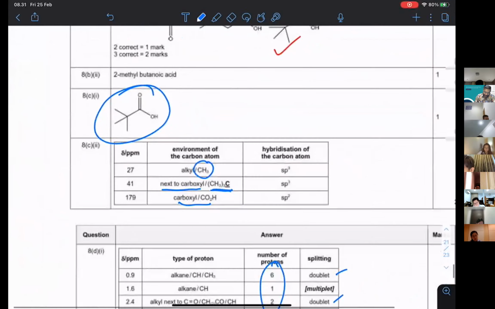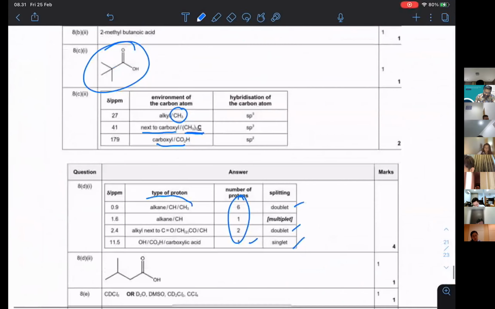They represent it by just putting CH3, that is okay. Type of proton: alkane. They just use the term alkane. And then 1.6, they still use the term alkane. They do not give you detail like what I did, this carbon attached to this. They just use the term alkane. So this is also going to be alkane. CH, so the type of proton is going to be alkane.